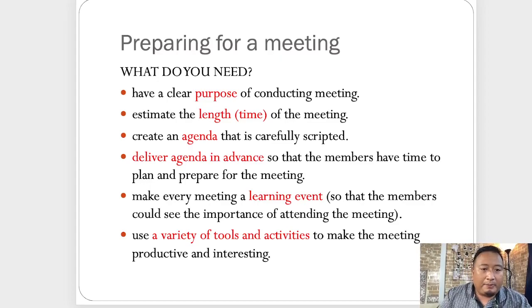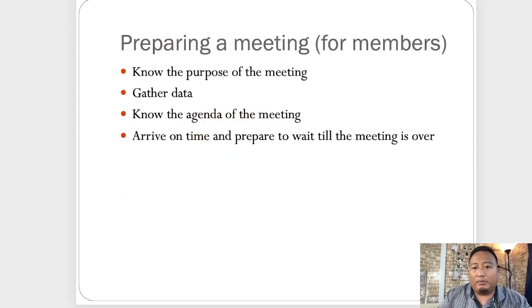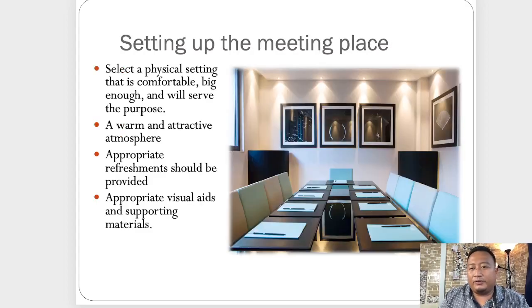All right, preparing for a meeting as group members. You need to know the purpose of the meeting. Of course, you cannot just go and attend the meeting without knowing the purpose of the meeting. You need to gather data, you need to know the agenda of the meeting, and then you need to arrive on time.